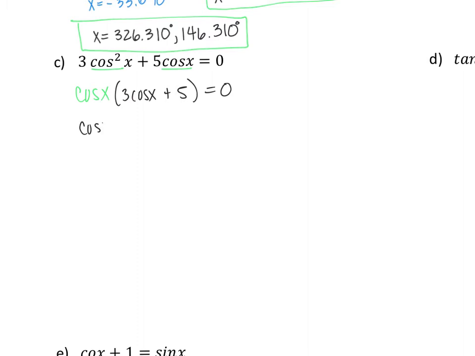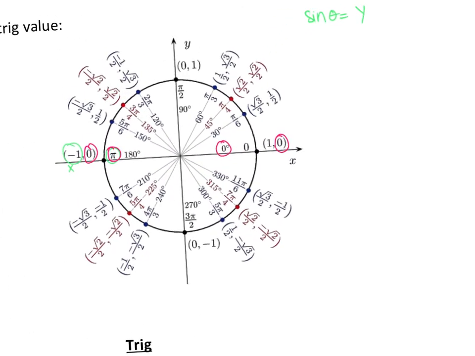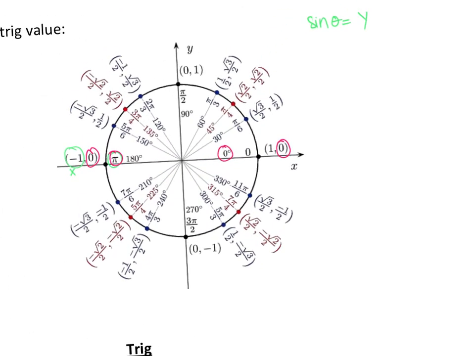I'm going to set each factor equal to 0, kind of like what I did before. And this one here is cosine of x equals 0. So instead of sine of x this time, I have cosine of x. So cosine equals 0 at pi over 2 and 3 pi over 2. And I don't think anywhere else does cosine equal 0. So only pi over 2 and 3 pi over 2.